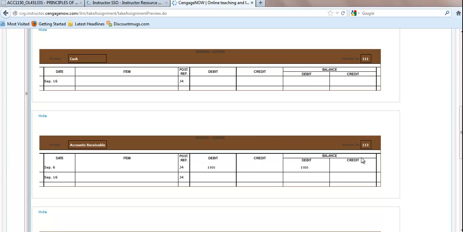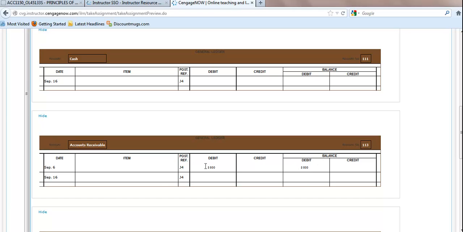But as for the balance, we also have to keep in mind that accounts receivable has a normal debit balance. So this balance should always remain on the debit side. If we had a pencil, we could just cross out this credit side right now to help us remember that the balance will always be on the debit side.